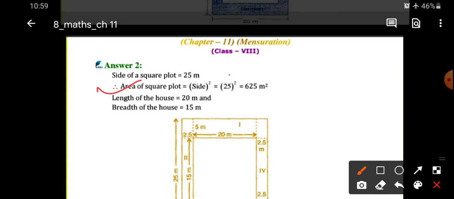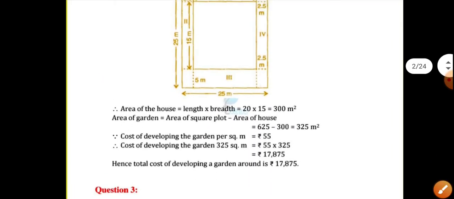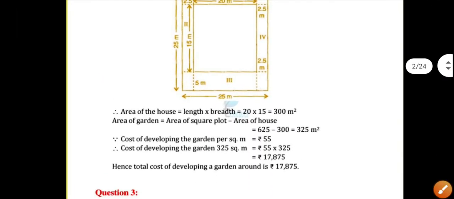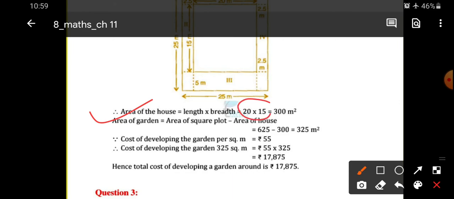Area of the square plot is 25 into 25, so it's 625. And the area of the house is length into breadth, that is 20 into 15, 300 meter square. Now the area of the garden is equal to the area of the square plot minus the area of the house. You have to subtract. So it's 625 minus 300, which is equal to 325 meter square.